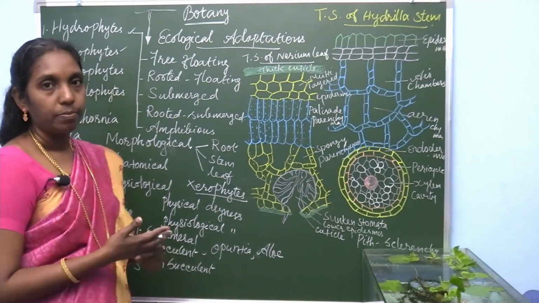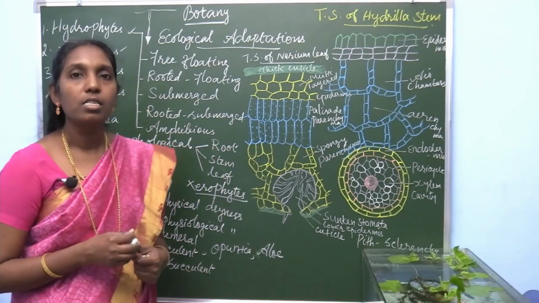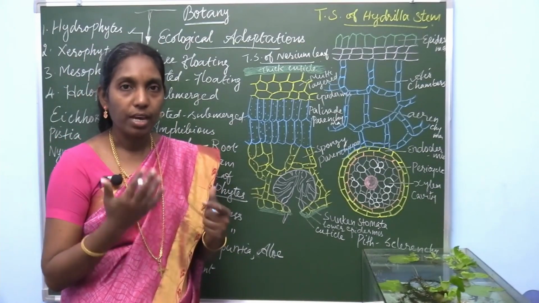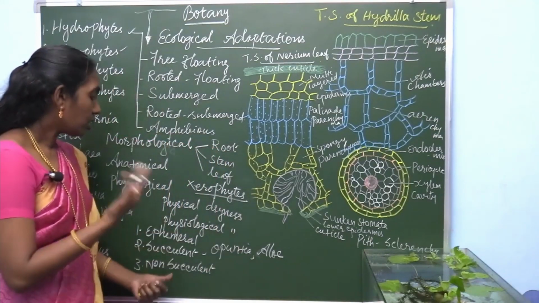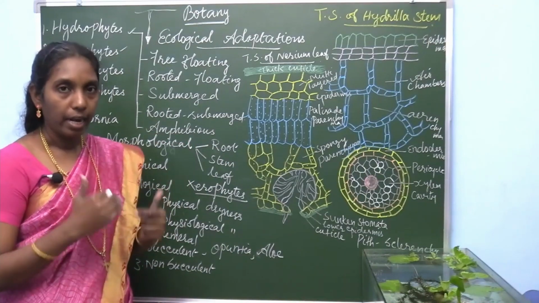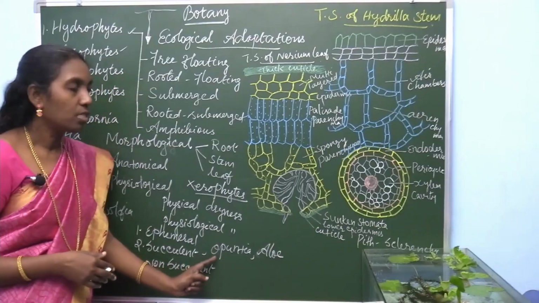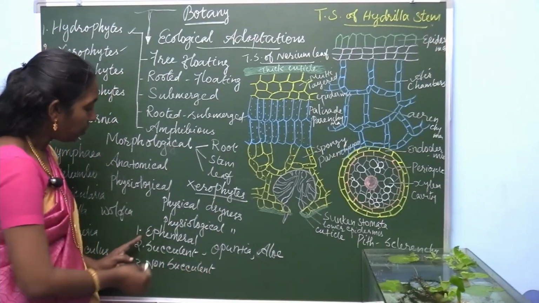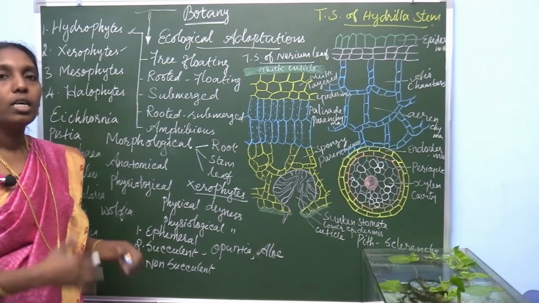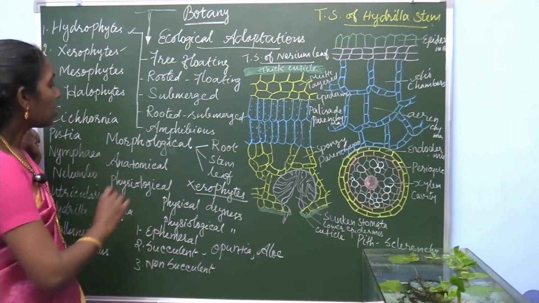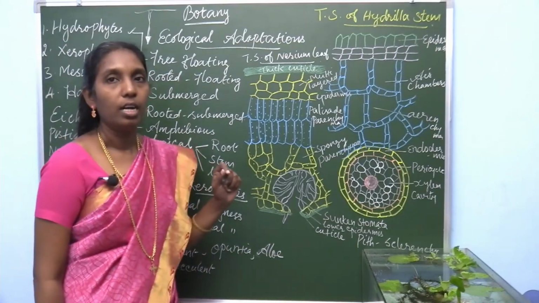The non-succulent xerophytes, examples Nerium and Ziziphus. These plants face dryness internally and externally. So these non-succulent plants face dryness internally as well as externally. So based on the adaptations, these xerophytic plants are classified into ephemeral, succulent and non-succulent. Now, what are the adaptations? You can write about morphological adaptation, anatomical adaptation as well as physiological adaptation.